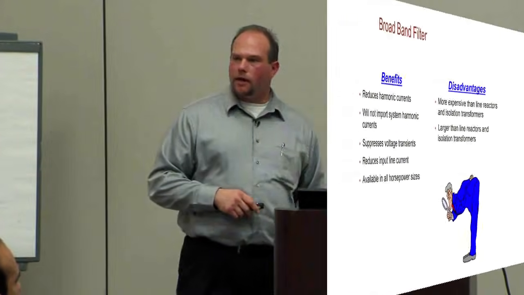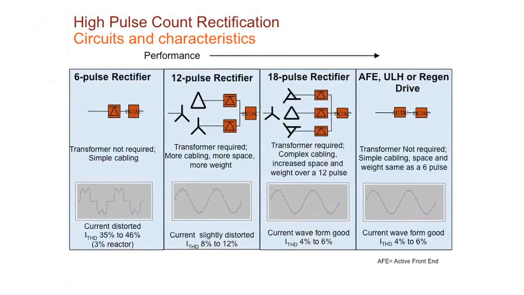Typically this is the area I like to go to, and this is where most people go to. They go to a pulse solution. High pulse rectification solution. If we look at this, this is our 6-pulse drive. It's just a reactor. Maybe there's a line reactor or a DC link choke in there. Our next solution would be a 12-pulse rectification. You can see we've got a transformer in here. We've got some additional diode rectification going on. And you can see what the voltage waveform and the current waveform look like with a 12-pulse solution.